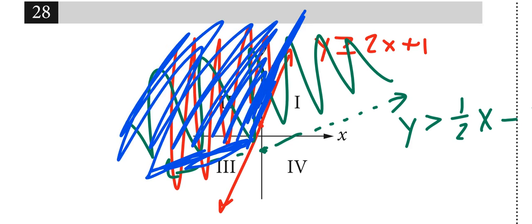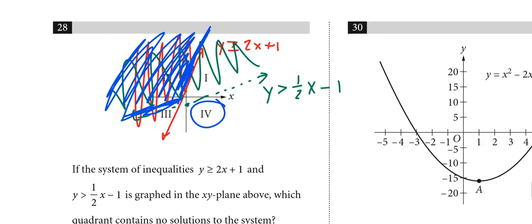Which quadrant did it miss? It missed 4. I know the individual y is greater than 1/2 x minus 1 did not miss 4. It cut off a little bit of the corner. But when you combine the two inequalities together, they miss quadrant 4.